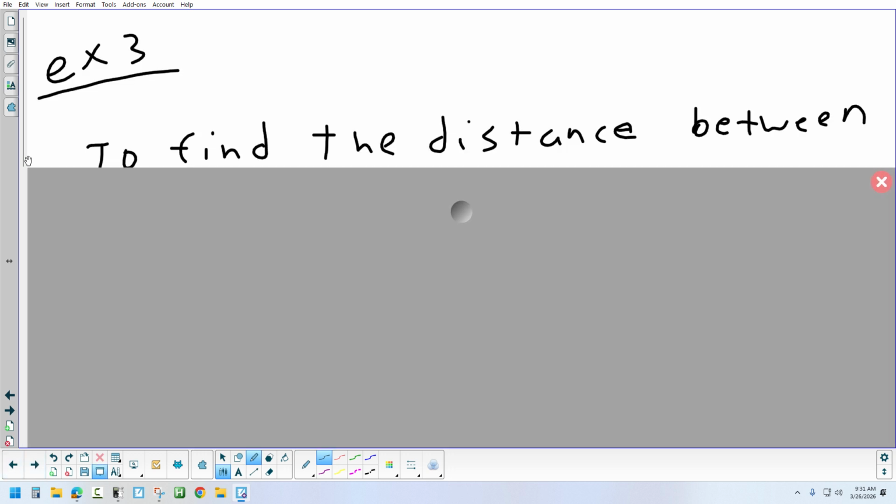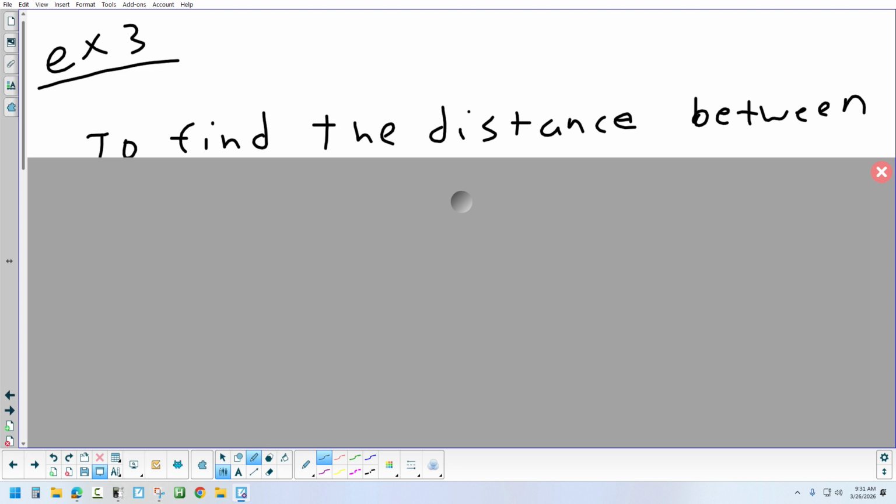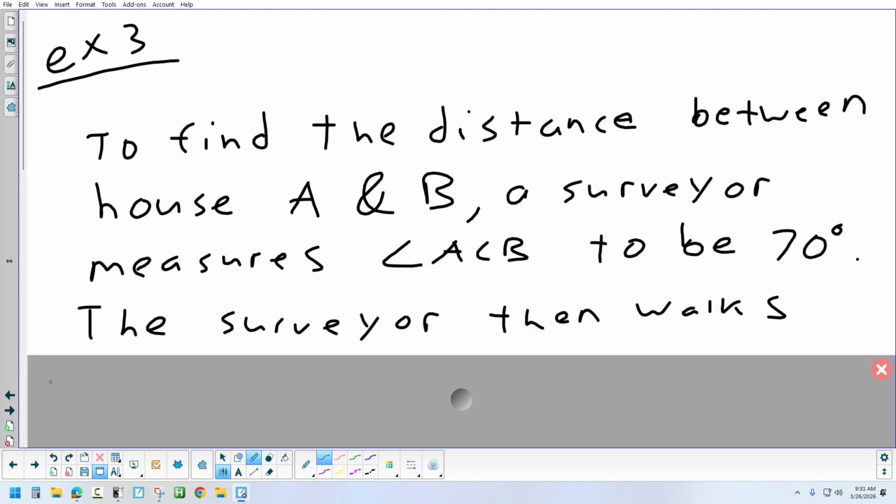All right, so the last one we're going to look at is finding the distance between 2 points in a word problem, and it's going to use law of cosines. Okay, so the idea of what's happening here is there's a house in front of a surveyor, and they're trying to measure the distance from a point on one side of the house to a point on the other side of the house.